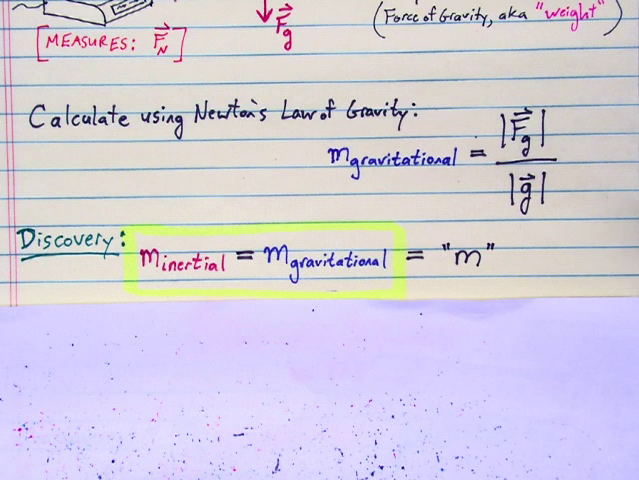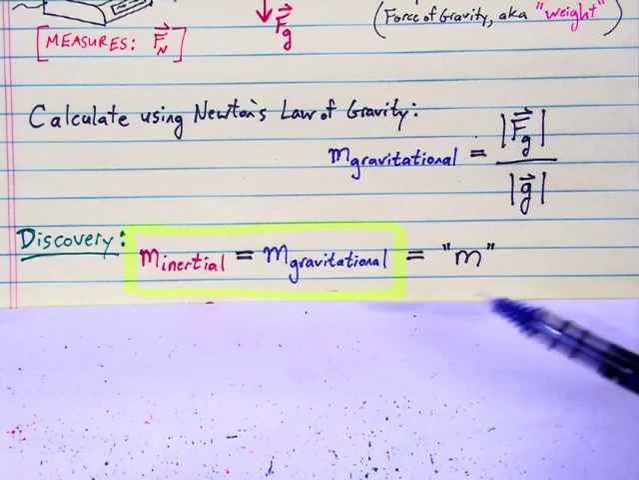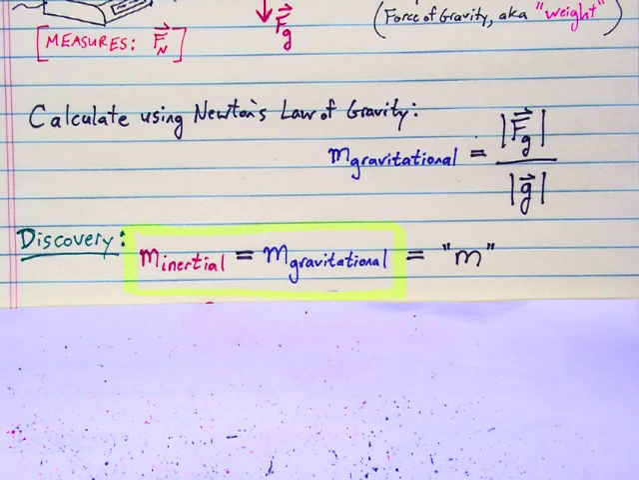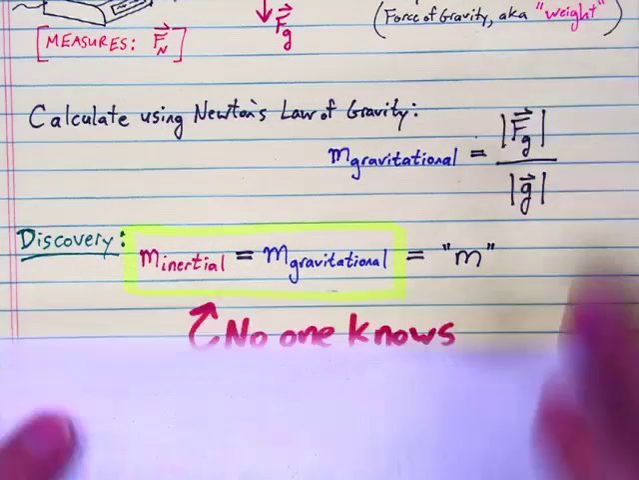In practice, we generally ignore the difference between these two quantities and just refer to both of them simply as mass, m. That's what we'll be doing from here on out. We'll be ignoring this puzzle. But let's look at an important consequence of the apparent equality between inertial mass and gravitational mass.